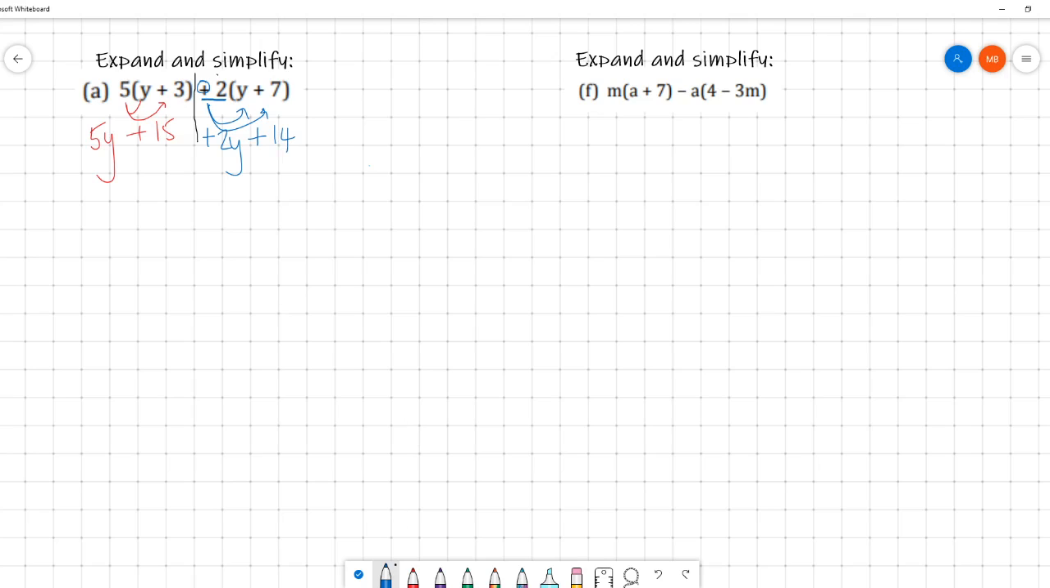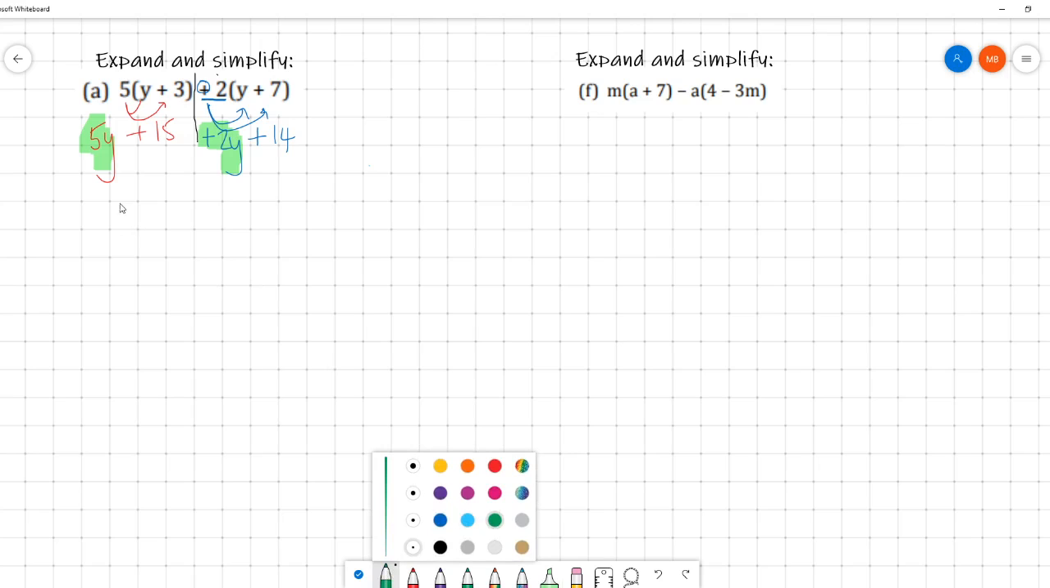Now we are at the stage where we can collect the like terms. So if we look at the 5y, we need to look at other terms and see if there's a y variable in the other terms. This one's 15 on its own, this one's 2y, which is what we want, and this one's just 14. So we can now collect 5y and 2y, and that will give us 7y.